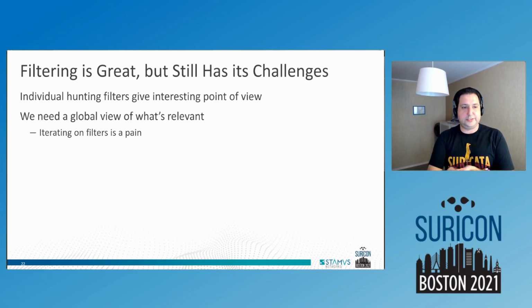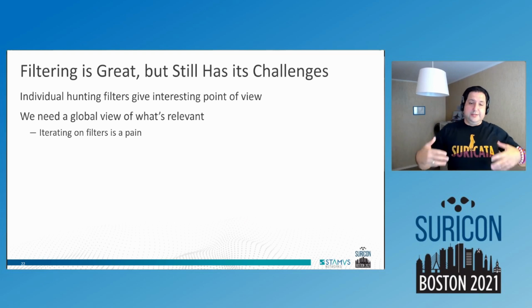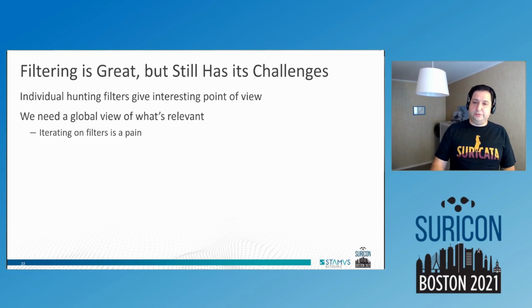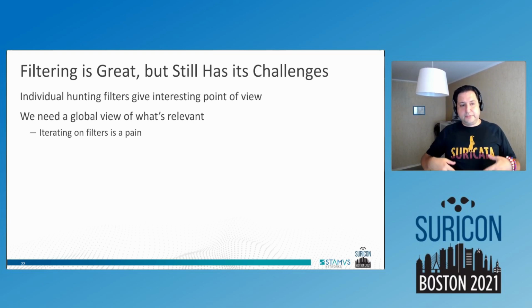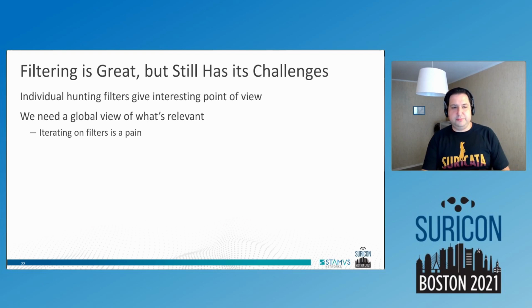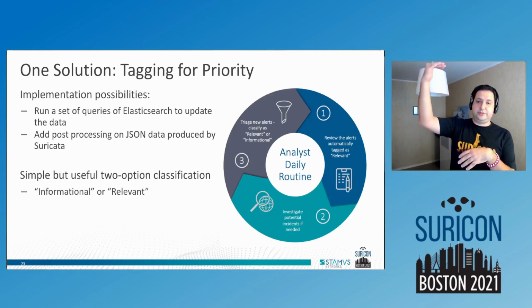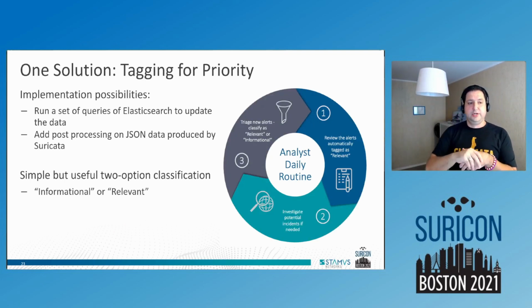We need a global view of what's relevant, okay, because you have your meetings every day, you have your calls, and then you only have so much time to actually do things hands-on, for example. So iterating on the same job actually becomes a bit painful. So one solution, one approach would be to classify, tag for priority, right? So escalate certain groups of events for prioritization.